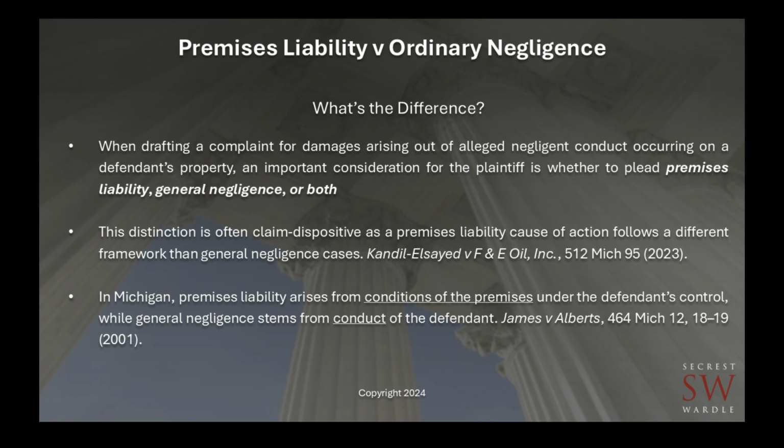So what are they? Well, generally speaking, when a plaintiff drafts a complaint for damages arising out of alleged negligent conduct occurring on a defendant's property, an important consideration they will take into account is whether to plead a cause of action for premises liability, general negligence, or both. Well, why does this even matter? The distinction is often claim dispositive, and that's because defense-friendly open and obvious doctrine can apply to bar many premises liability claims. However, this defense has no application to general negligence claims whatsoever.